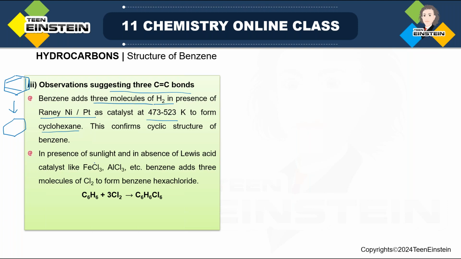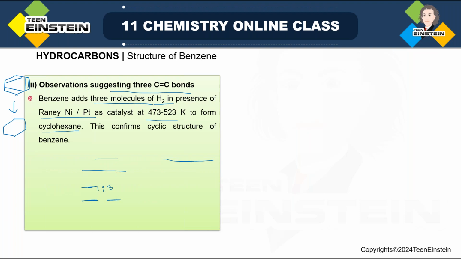In another reaction, look at this, in presence of sunlight and in absence of Lewis acid catalyst like FeCl3, AlCl3, benzene adds 3 molecules of chlorine. That means 1 molecule to 3. So it is 1:3, just like the previous reaction. Now it is important to mention the absence of Lewis acid, because if you are treating benzene with chlorine in presence of FeCl3, or bromine with FeBr3, then you get a monosubstituted product, which we have seen in the previous slide.